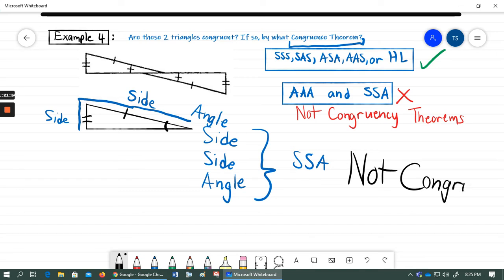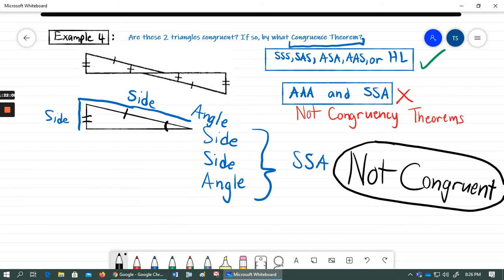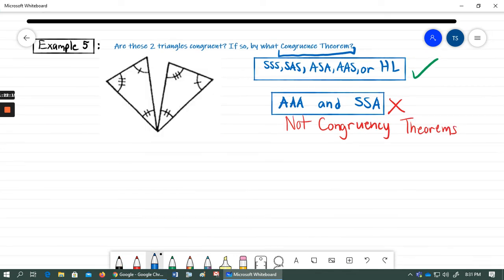I say not congruent. Alright. Next example.